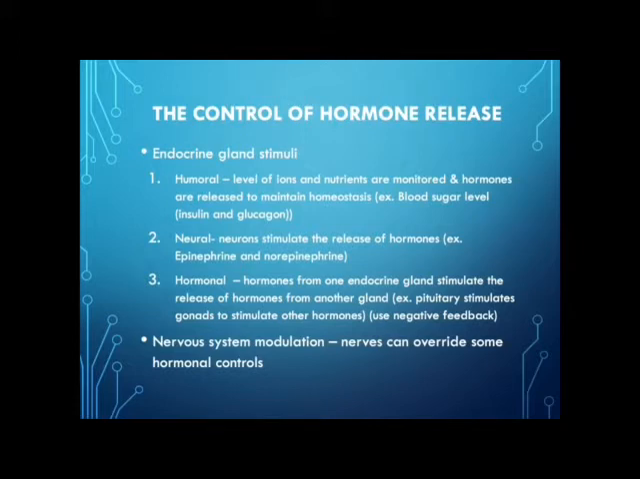Neural. Neurons stimulate the release of hormones. Example: epinephrine and norepinephrine. Hormonal. The hormones from one endocrine gland stimulate the release of hormones from another gland. Example: the pituitary stimulates the gonads to release other hormones. Uses negative feedback. Nervous system modulation. Nerves can override some hormonal controls.